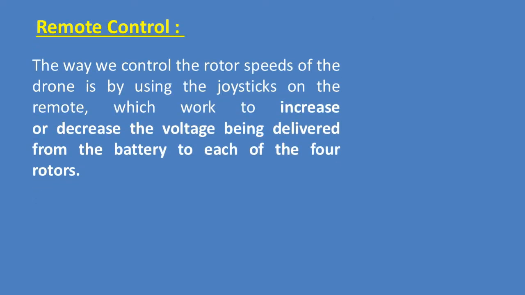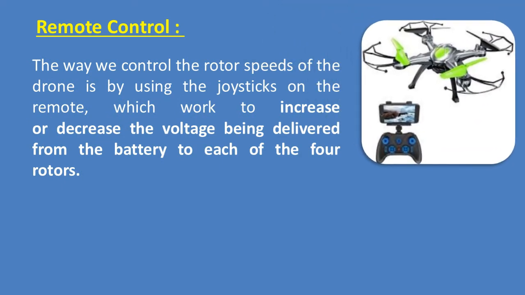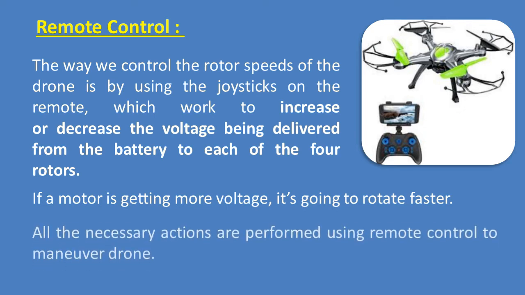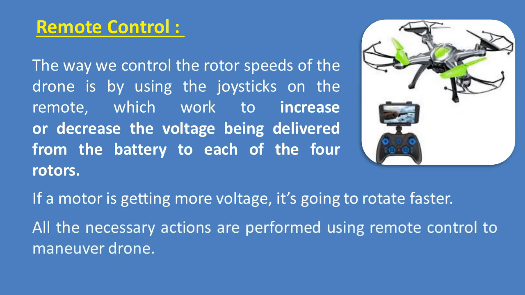Remote control. The way we control the rotor speeds of the drone is by using the joysticks on the remote, which work to increase or decrease the voltage being delivered from the battery to each of the 4 rotors. If a motor is getting more voltage, it is going to rotate faster. All the necessary actions are performed using remote control to maneuver the drone.